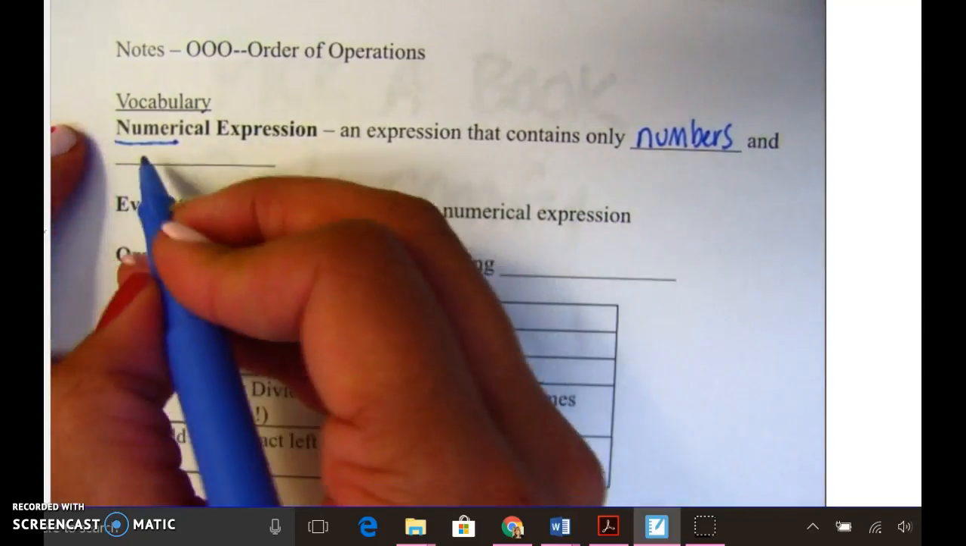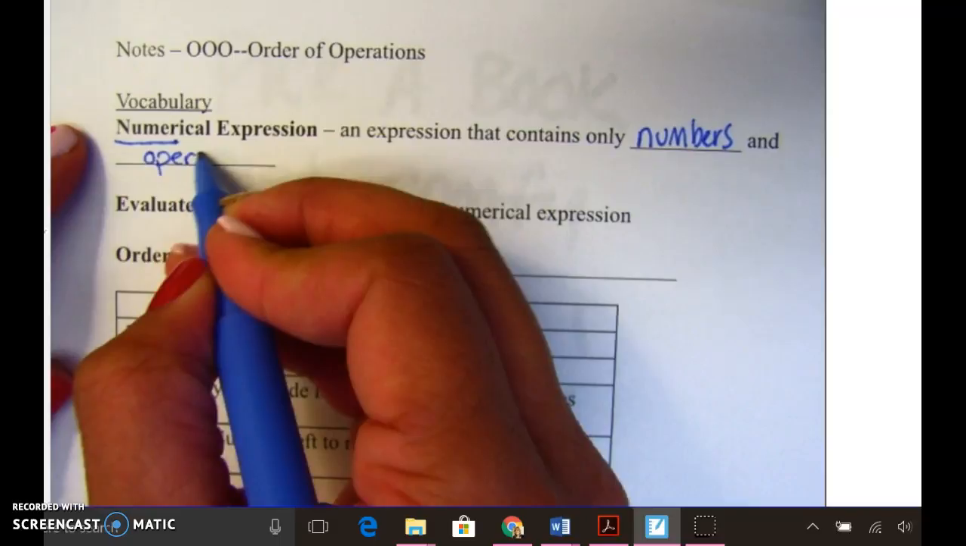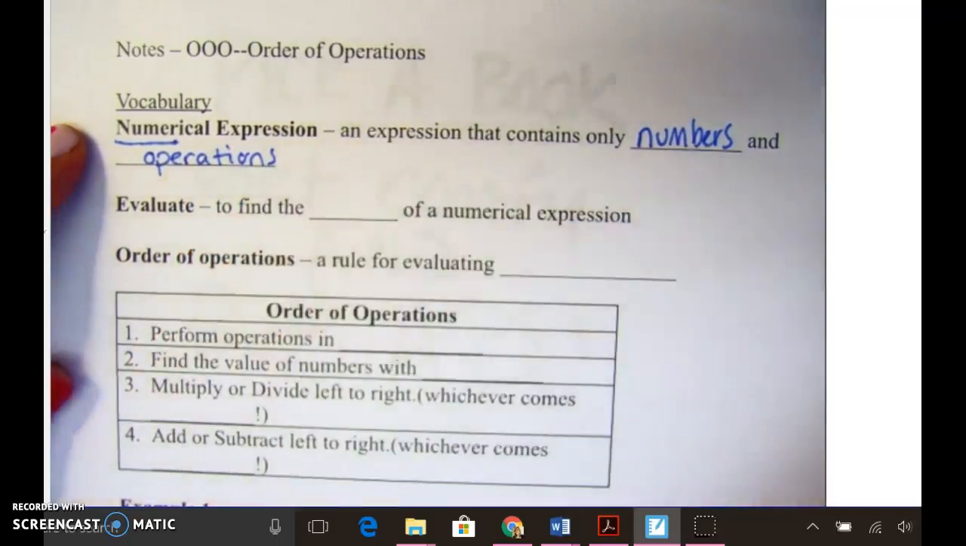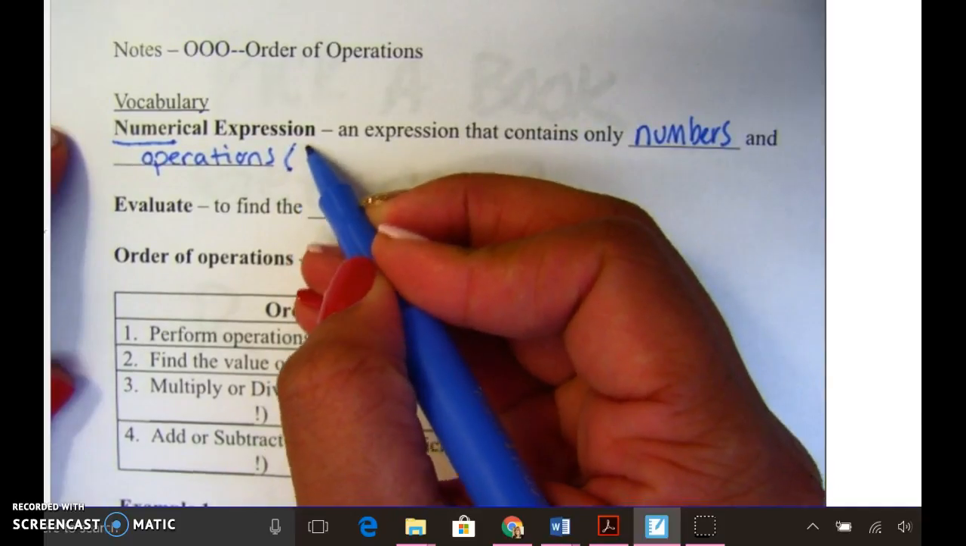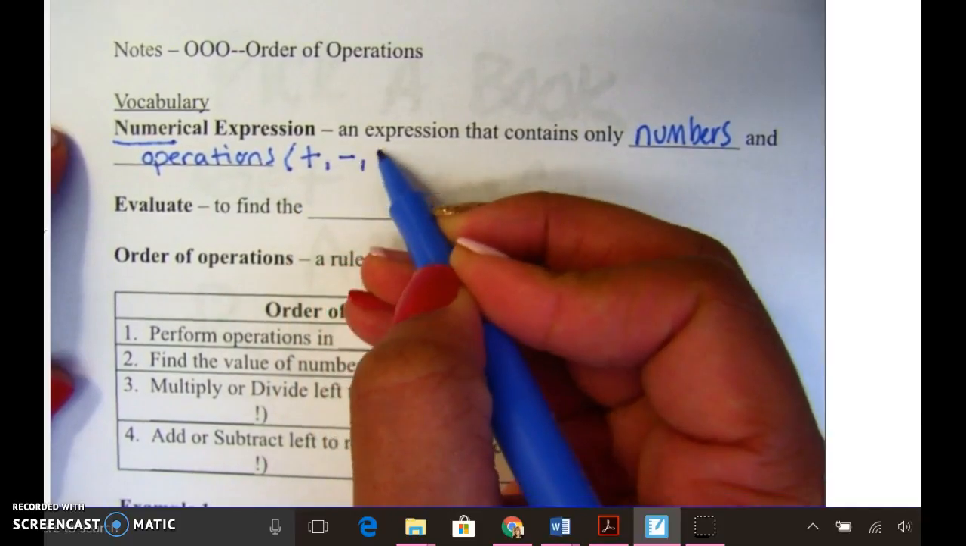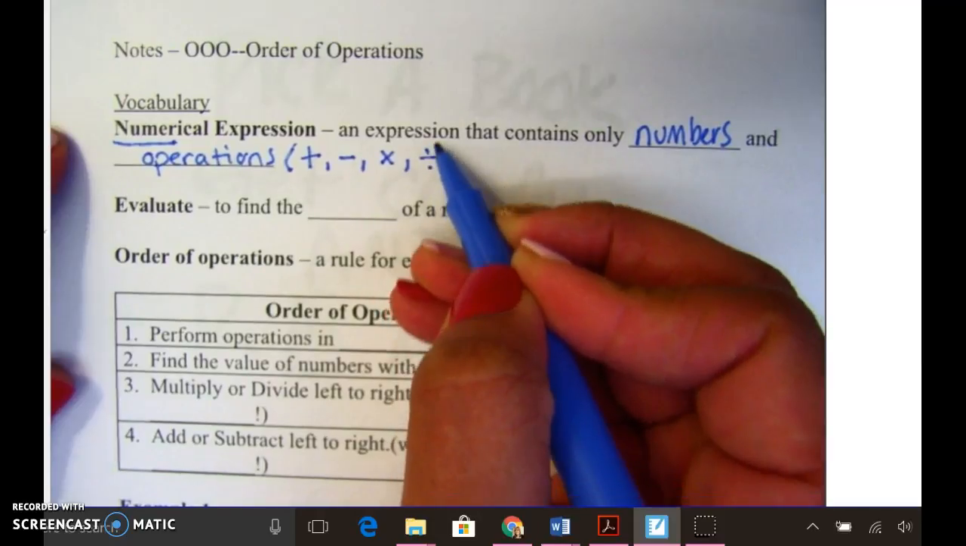and operations. Not talking about getting your tonsils removed or your appendix taken out. I'm talking about things that you do with numbers. You can add them, you can subtract them, you can multiply them, you can divide them.